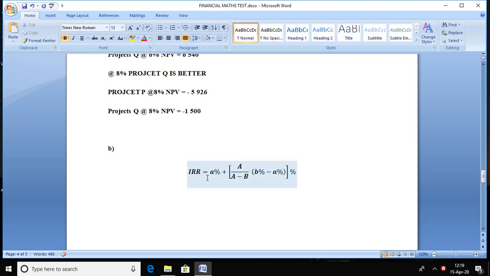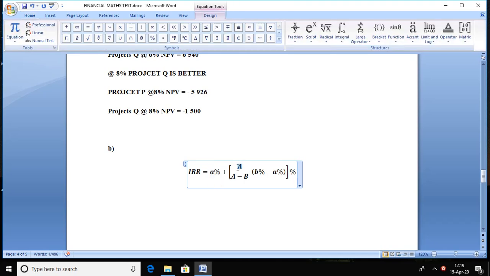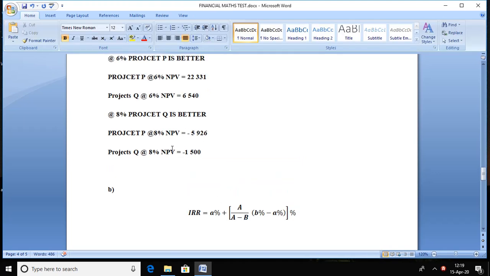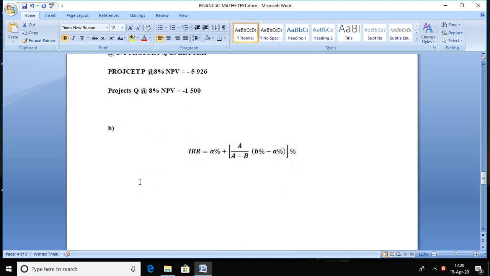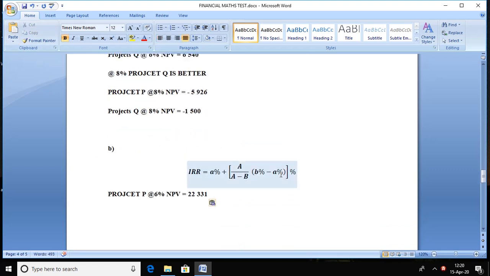So that's the formula. Now in this formula, the A rate is the rate that gives us an NPV that is positive, and that positive NPV is A. The B rate is the rate that gives us the NPV negative, and that negative NPV is B. So let's get our data. We have been given that for project P, 6% gave us a positive NPV. Project P, 8% gave us a negative NPV. So that's the data that we have.